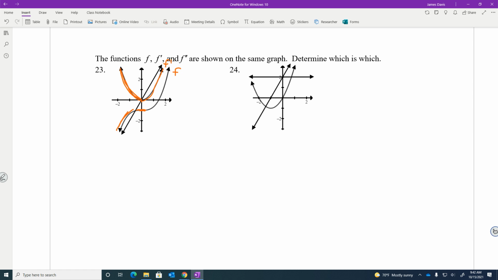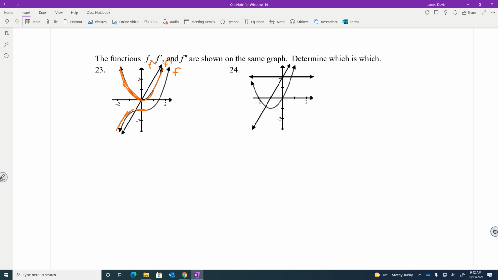And then the constant one is going to be f double prime because it's negative, negative, negative, 0. This one's negative slopes, 0, and positive slopes, and that's positive. So again, generally the most complicated is the regular function. Same with this one. So this is going to be the actual function.